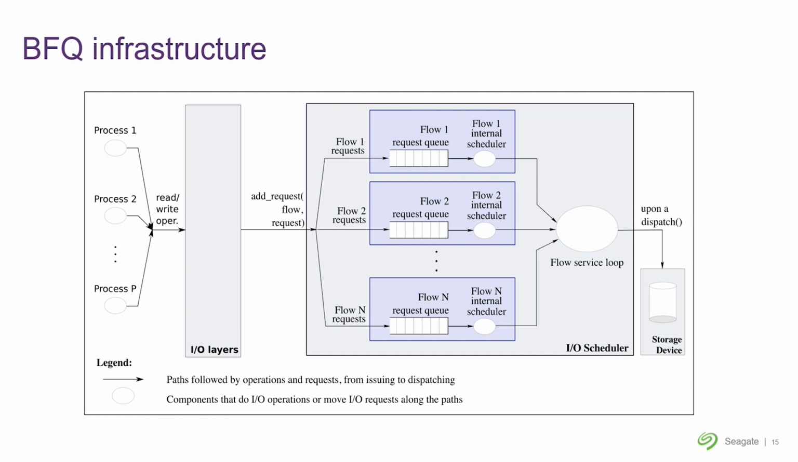Then it's put into a flow service loop, and with a given logic, it's ordered. We have following slides on that. And then once it's dispatched, it's sent back again.